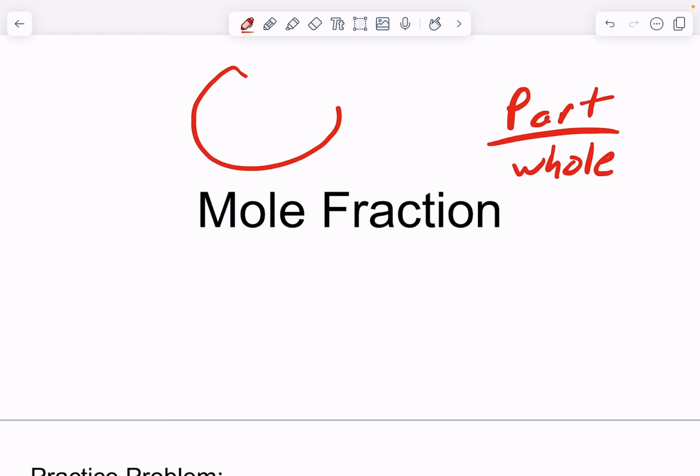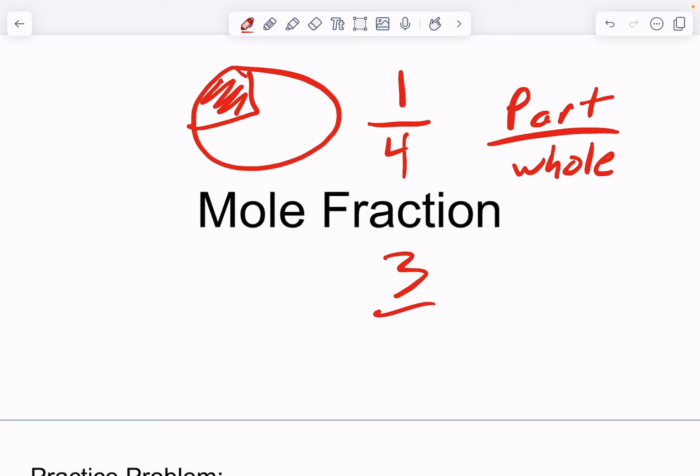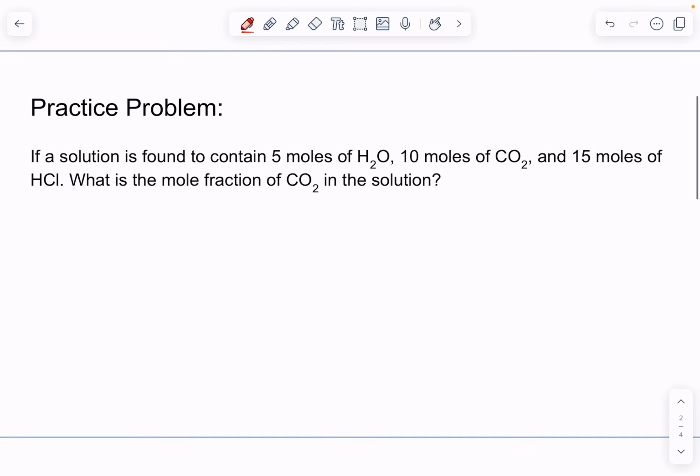So let's say I had a piece of pie and I ate a quarter of it. Okay, that quarter would be one part out of the whole. So I ate 1/4 of it. What's remaining would be 3/4. Okay, part divided by whole. So we're going to do that with moles.